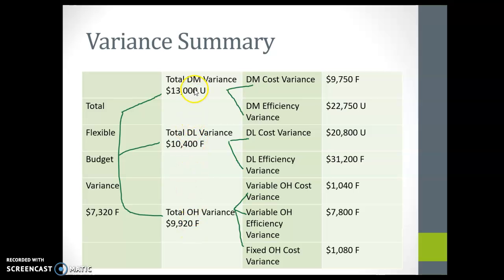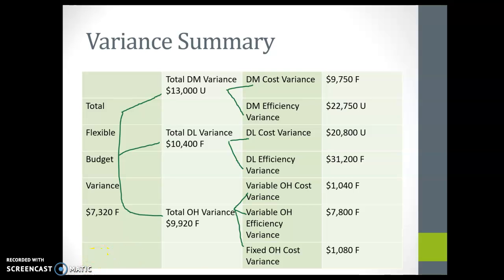So between the $13,000 unfavorable, the $10,400 favorable labor variance, and the $9,920 favorable overhead variance, we add the two favorable, subtract the unfavorable. So that gives us $7,320 total flexible budget variance. Okay, and so in other words, our operating income was $7,320 better than we thought it would be. And these are the reasons why.